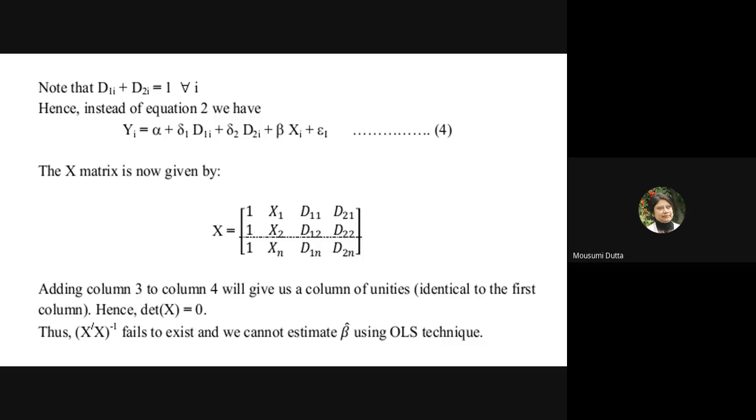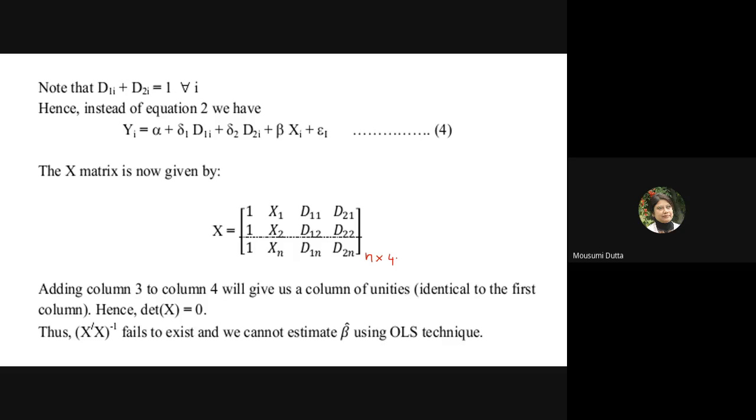So we are getting a matrix of order n by 4: the number of rows is equal to n and the number of columns is equal to 4. So k is equal to 4 here. Now here, if I add the last two columns, the third and the fourth columns, we get the value to be equal to 1 because d1i plus d2i is equal to 1. This is similar to the first column. Hence, the determinant of X is equal to 0.